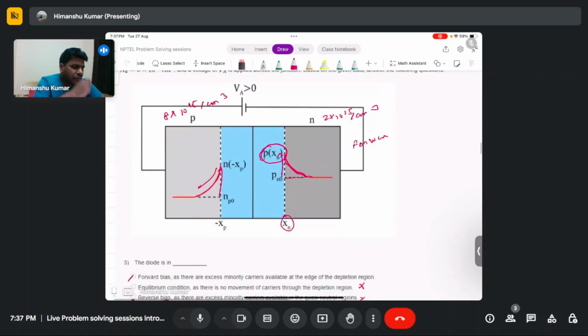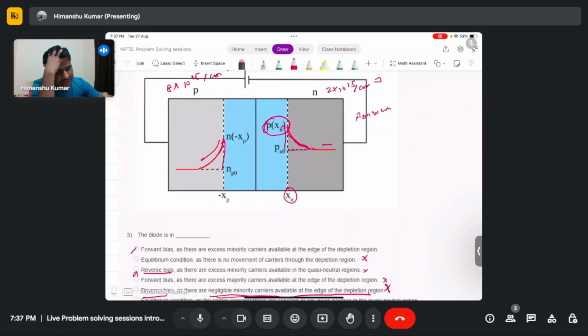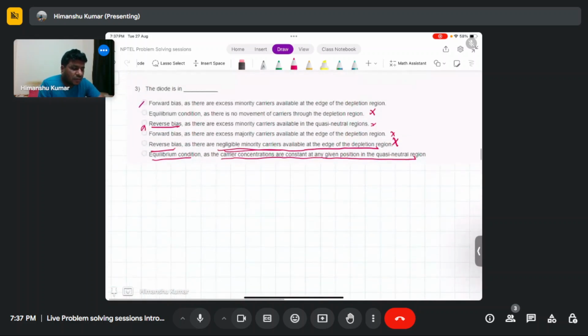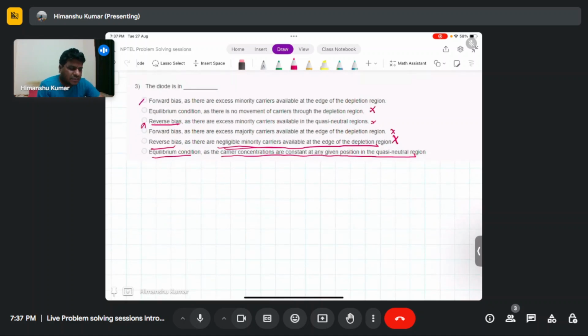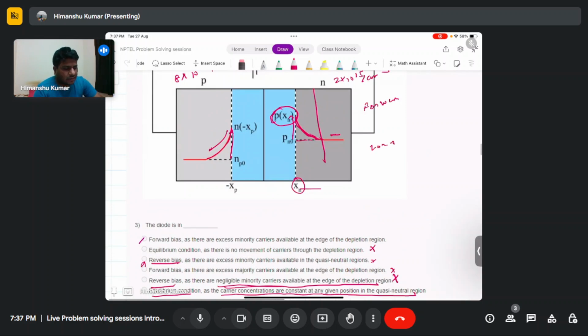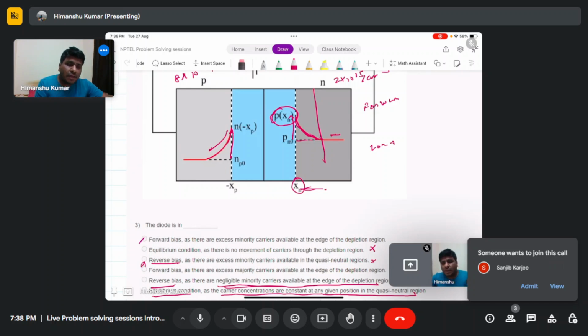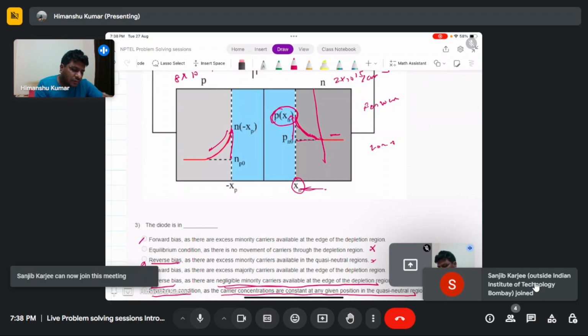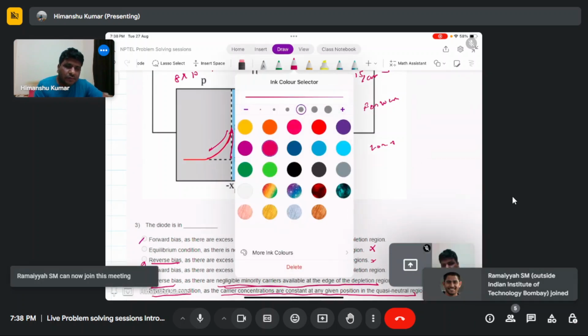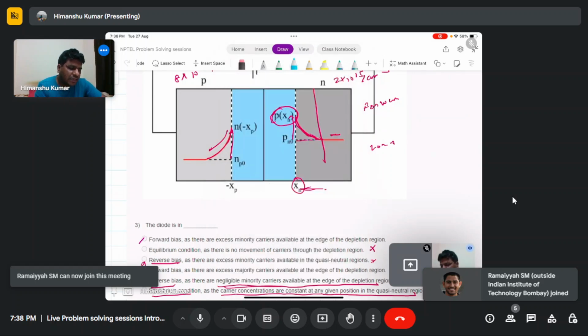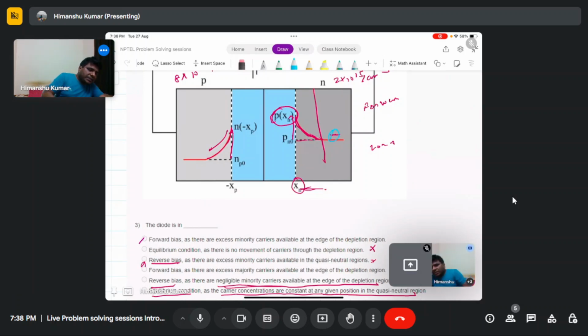as the carrier concentrations are considered constant at any given position in the quasi-neutral region. No, the quasi-neutral region, unless you consider the short diode approximation, if you make the long base diode approximation, then the quasi-neutral region always has the equilibrium carrier concentration. In the long base diode, where the length of the P and N regions is large compared to the diffusion length, you can assume the equilibrium carrier concentration prevails.